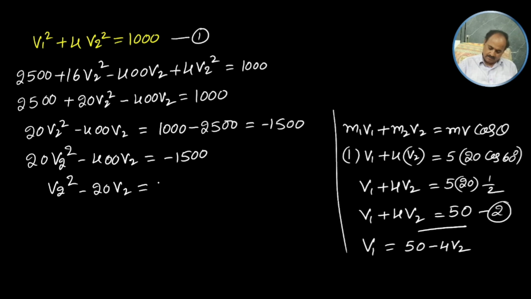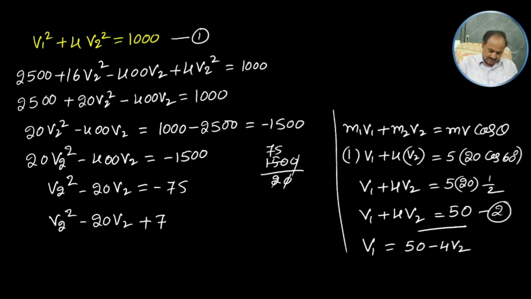1500 divided by 20 is 75. So minus 75. From this I can write that V2 square minus 20 V2 plus 75 is equal to 0. Now let's take another slide.